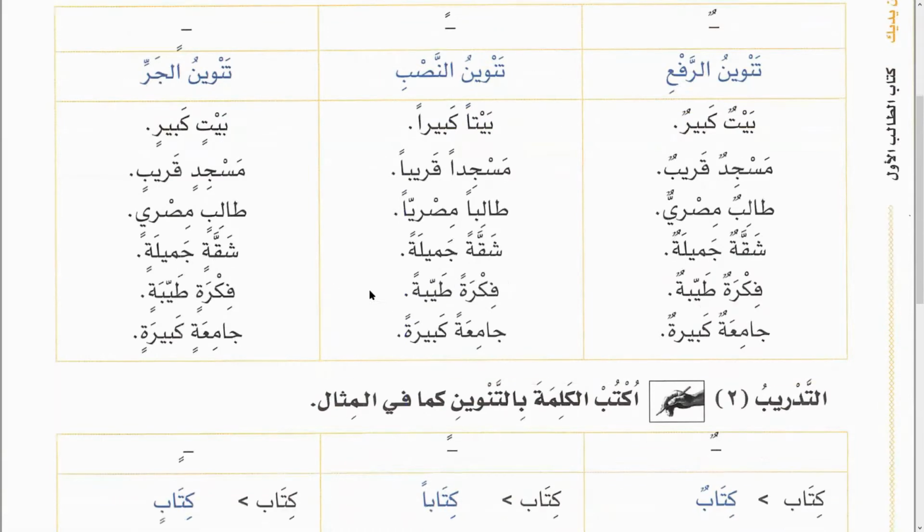Shaqqatun jamilatun, a beautiful apartment. Shaqqatan jamilatan, tanween al-nasb. Shaqqatin jamilatin, tanween al-jar. Fikratun tayyibatun, a good idea. Fikratan tayyibatan, a good idea. Fikratin tayyibatin, a good idea, right? This is tanween al-nasb, and this is tanween al-jar. That's what we are learning. Jamiatun kabiratun, a big university. Jamiatan kabiratan, Jamiatin kabiratin, a big university.